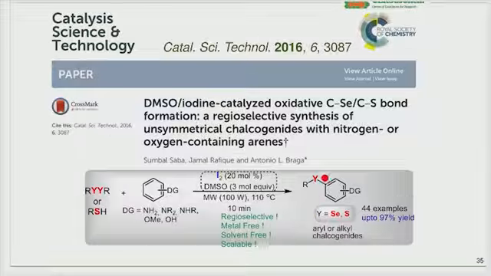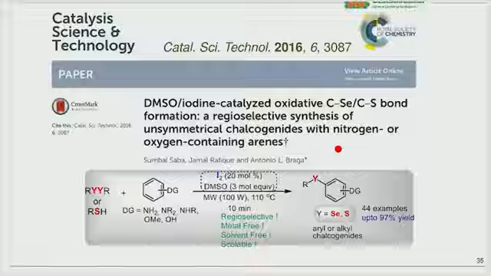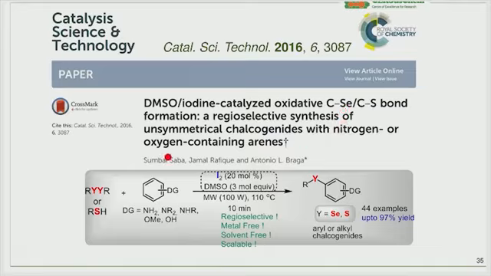The next article on the same topic has the title: Iodine, DMSO, iodine catalyzed oxidative C-selenium, C-sulfur bond formation, a reduced electrosynthesis of unsymmetrical chalcogenides with nitrogen or oxygen containing arenes. We used different kinds of activated arenes, beginning from anilines, anisoles, and phenolic compounds, and dichalcogenides, or even thiols.